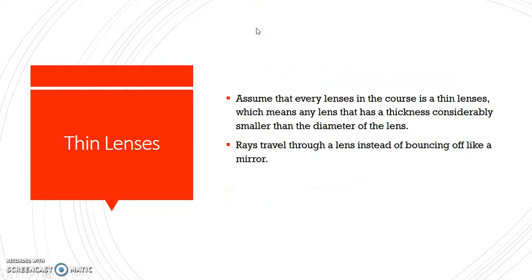Assume that every lens in this course is a thin lens, which means any lens that has a thickness considerably smaller than the diameter of the lens. Rays will travel through a lens instead of bouncing off like a mirror.